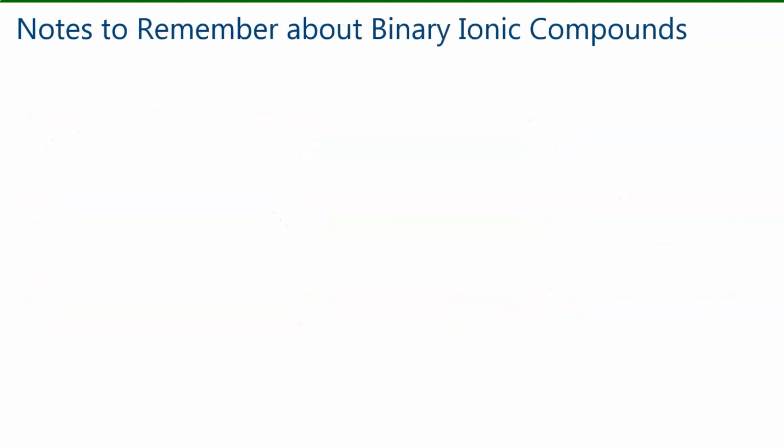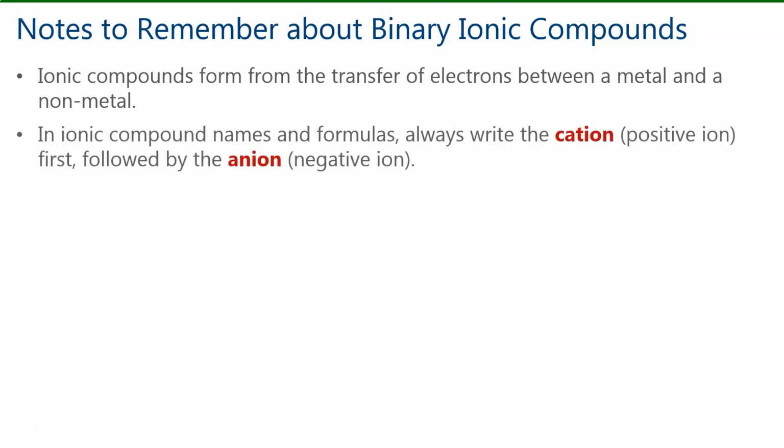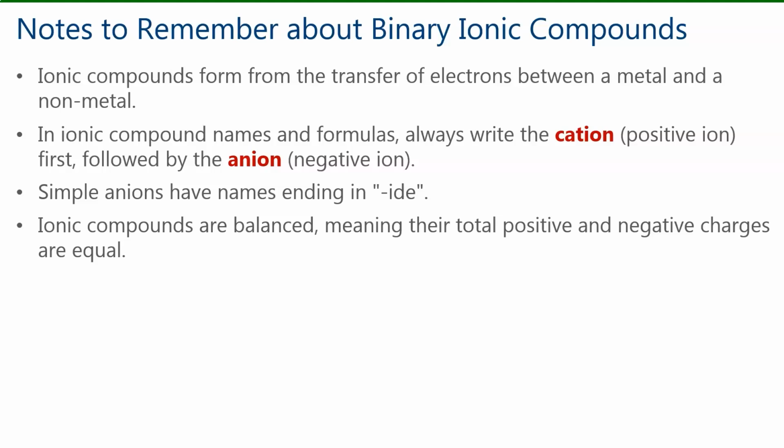Some notes to remember about binary ionic compounds is that ionic compounds form from the transfer of electrons between a metal and a nonmetal. In ionic compound names and formulas, we always write the cation, the positive ion, first, followed by the anion, the negative ion. Simple anions have names that end in "ide." And ionic compounds are balanced. That means their total positive and negative charges are equal.